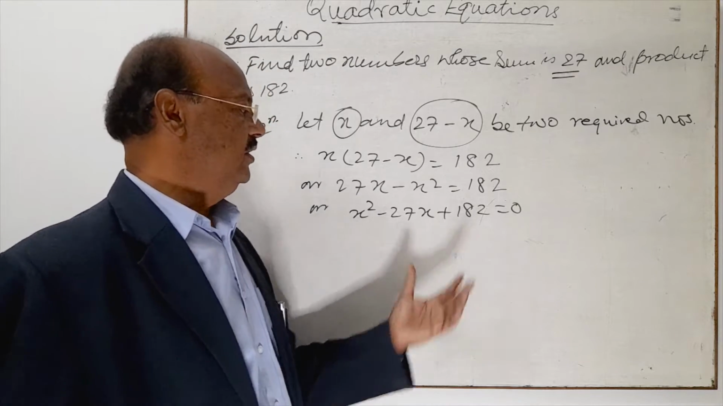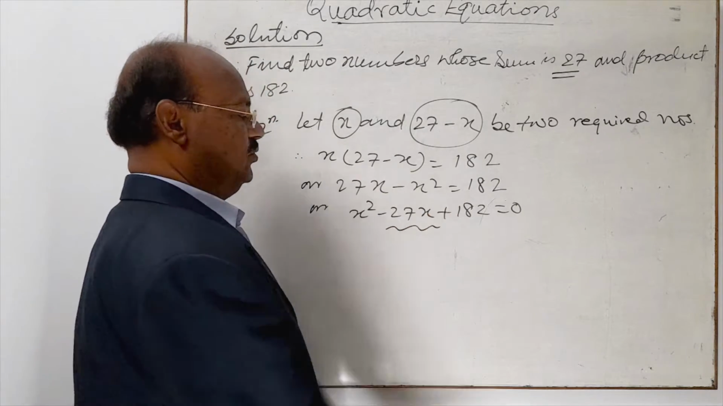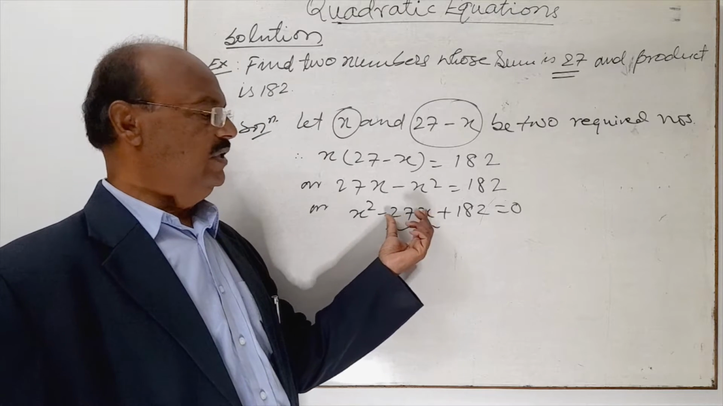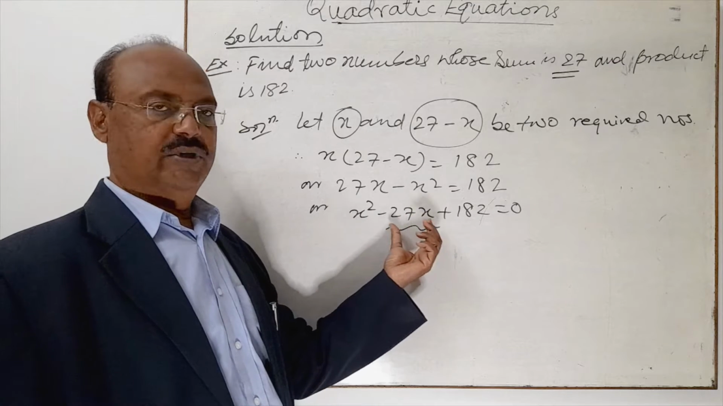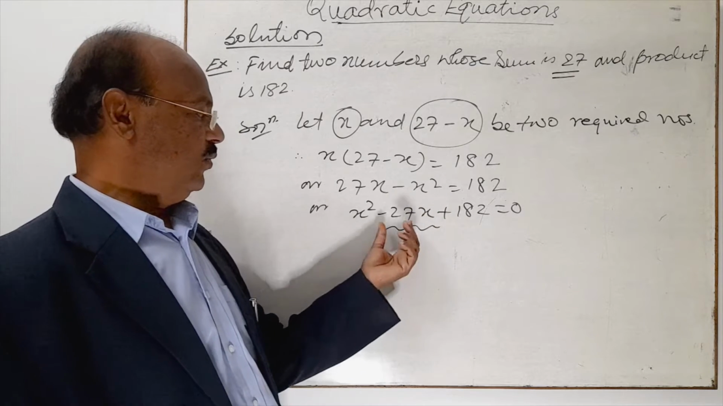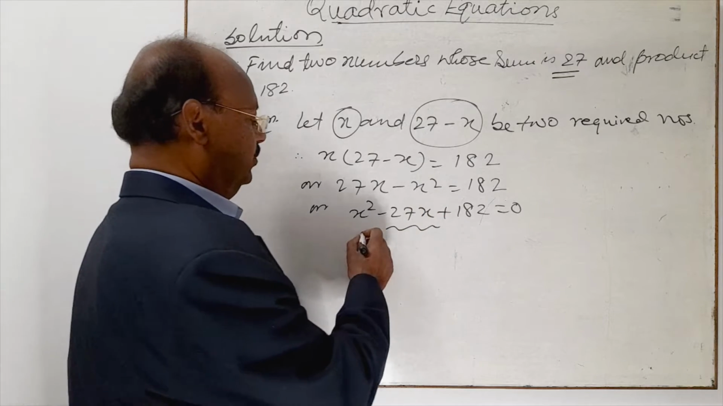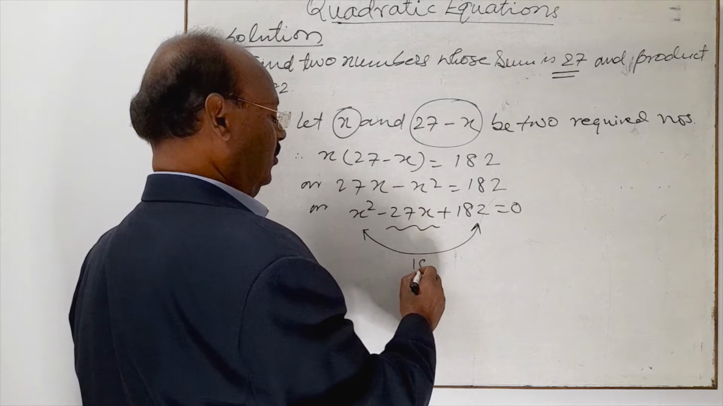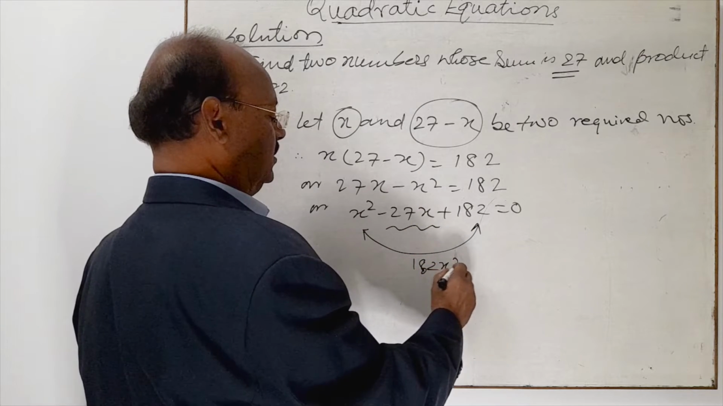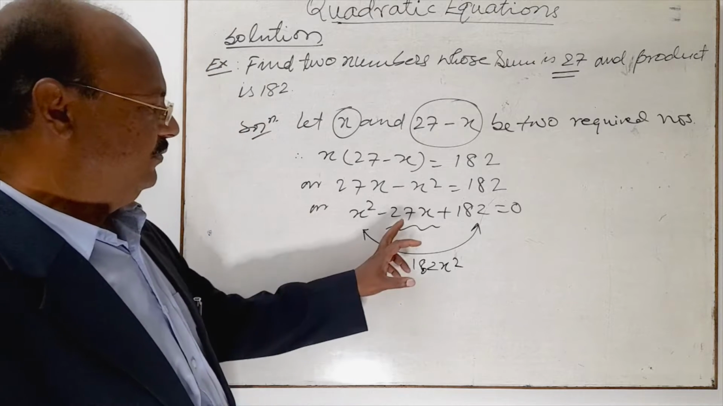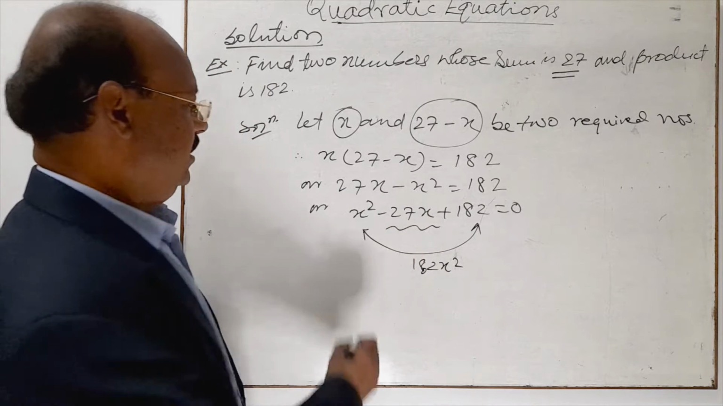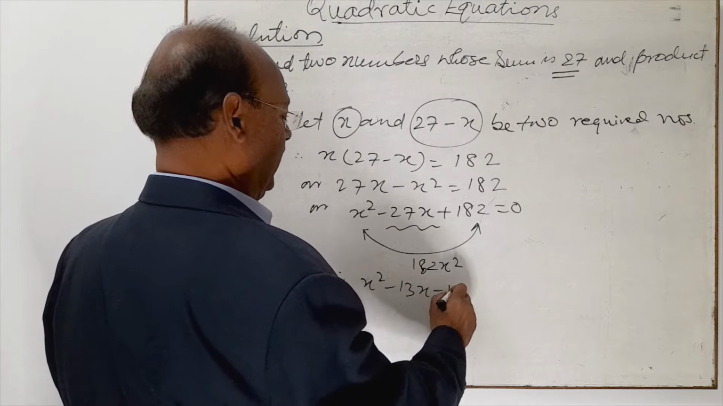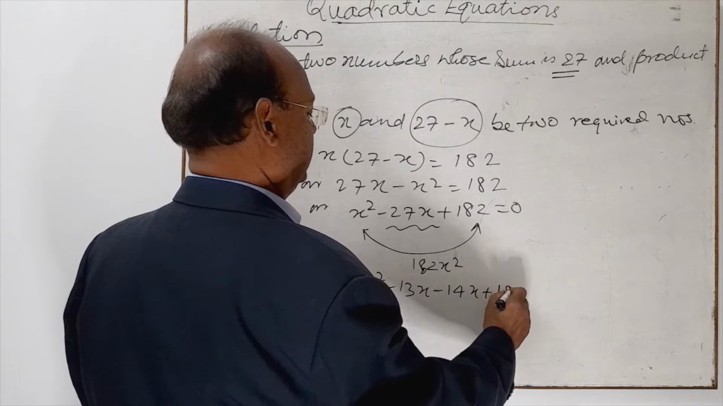Now at this stage you have to break this minus 27x into two parts such that the sum of the two parts remains minus 27x, but the product of these two parts will be equal to the product of the first and last term. Here the product of the first and last term is 182x square. So this minus 27x can be written as x square minus 13x minus 14x plus 182 is equal to 0.